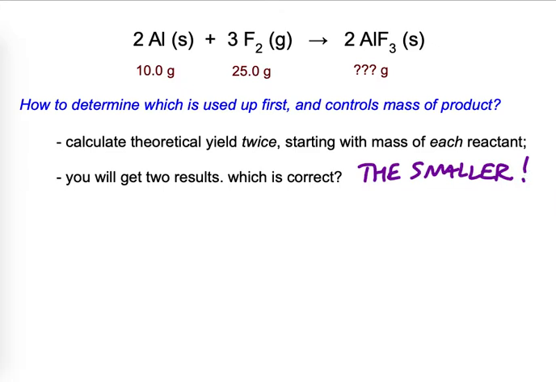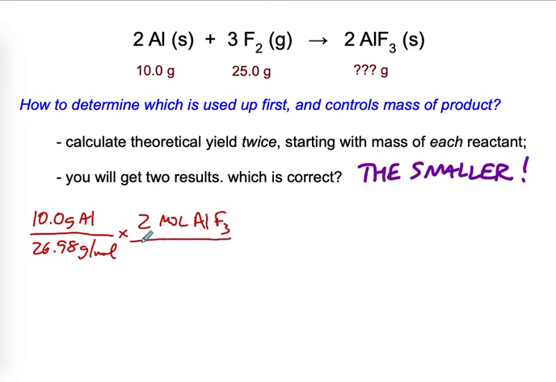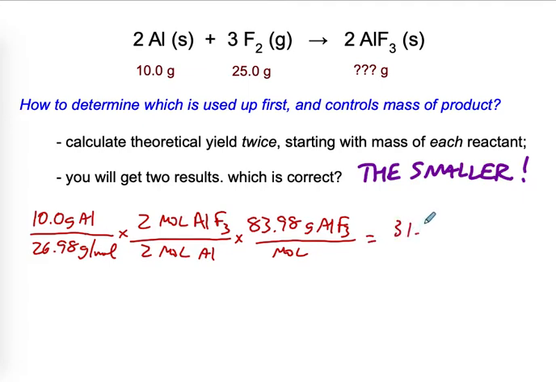So I'll begin by calculating the mass of product I expect based on my 10.0 grams of aluminum. I'll begin by converting grams of aluminum to moles of aluminum. I will multiply that by my mole ratio, 2 moles of aluminum fluoride expected for every 2 moles of aluminum times 83.98 grams of aluminum fluoride per mole to convert from moles of product to grams, giving me an expected 31.2 grams of aluminum fluoride.